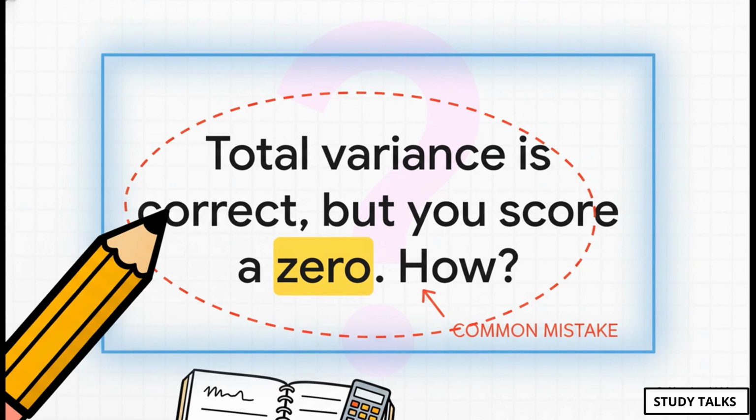Just imagine this. You're in the exam hall. A big, beefy 10-mark question on variances shows up. You get to work, you crunch the numbers, and your final answer for the total variance looks perfect. You're feeling pretty good about it. But then the results come out, and you got a big, fat 0 for that question. How on earth is that even possible?